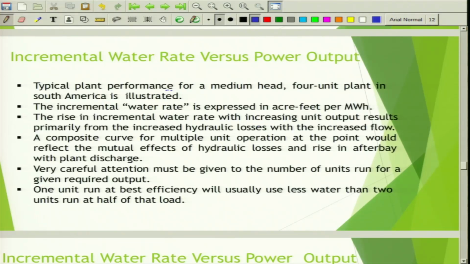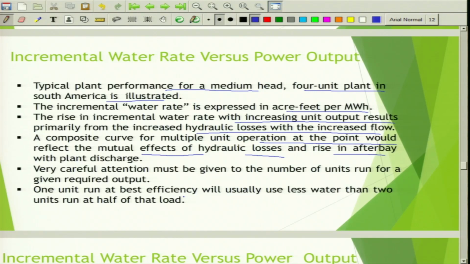Typical plant performance for a medium head 4 unit plant in South America is illustrated. Those are 4 units of South America. The incremental water rate is expressed in acre feet per megawatt hour. The rise in incremental water rate with increasing unit output results primarily from the increased hydraulic losses with the increased flow. This is because of the losses, right. So and every unit has their own efficiency. So a composite curve for multiple unit operation at the point would reflect the mutual effects of hydraulic losses and rise in afterbay with plant discharge.